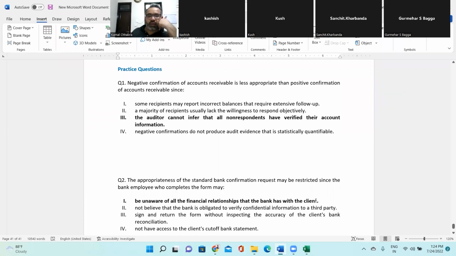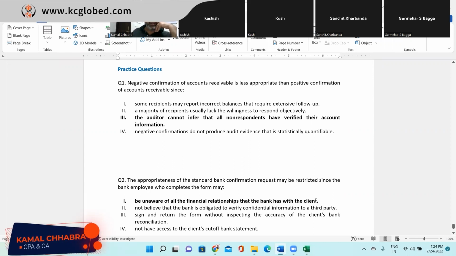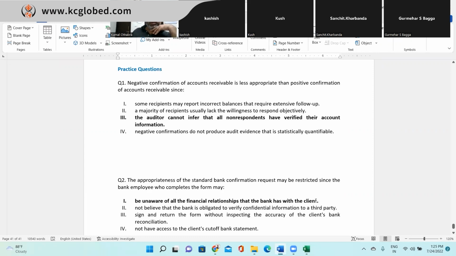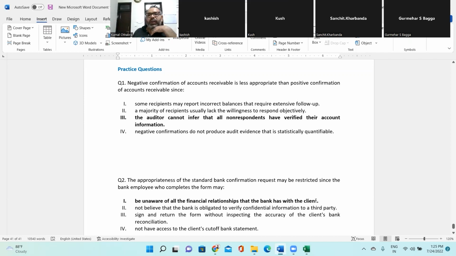Yes, sir, right, it's completely outright. Second point, a majority of recipients usually lack the willingness to respond objectively. So when the majority of recipients lack the willingness to respond objectively, it's a blank confirmation type, right? Third is, the auditor cannot infer that all non-respondents have verified their account information. Fourth is, negative confirmation does not produce audit evidence that is statistically quantifiable.